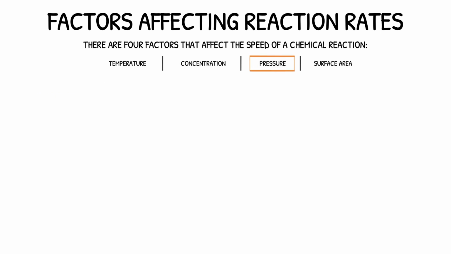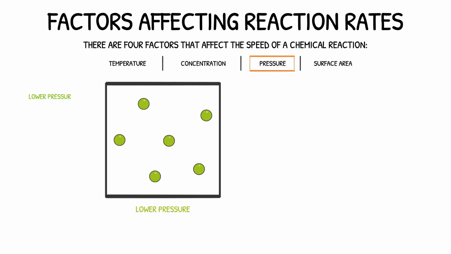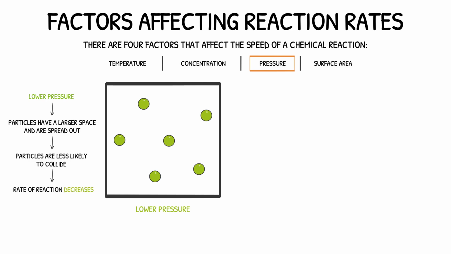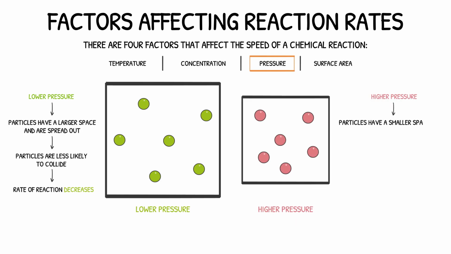Pressure is a measure of how spread out or concentrated a force is. When a gas is at lower pressure, the particles are spread out and have more space to move within. The larger space means the particles are less likely to collide with one another, and thus the rate of reaction decreases. However, when a gas is at a higher pressure, the particles are more compact and have less space to move within. The smaller space increases the likelihood of the particles colliding, therefore increasing the rate of the reaction. The higher the pressure of the reactants, the faster the rate of the reaction will be.